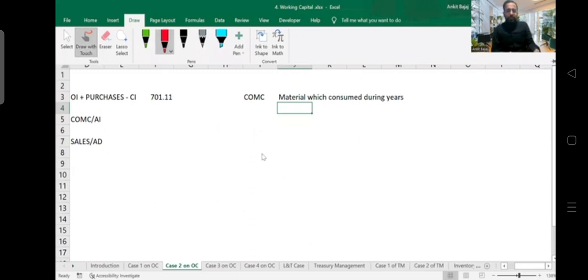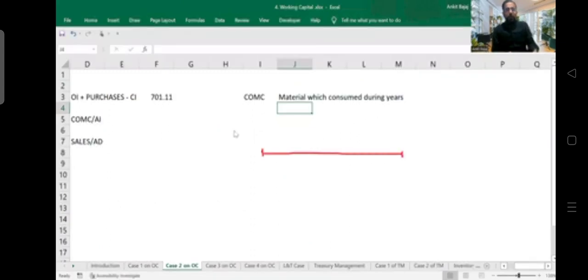Let's suppose you have started your business on 1st April 2021. During the whole year, you acquired raw material. You are a manufacturing company and you have acquired raw material, let's suppose 10,000 units. The cost of one unit is, let's suppose, 10 rupees. So total purchase during the year is 1 lakh rupees.